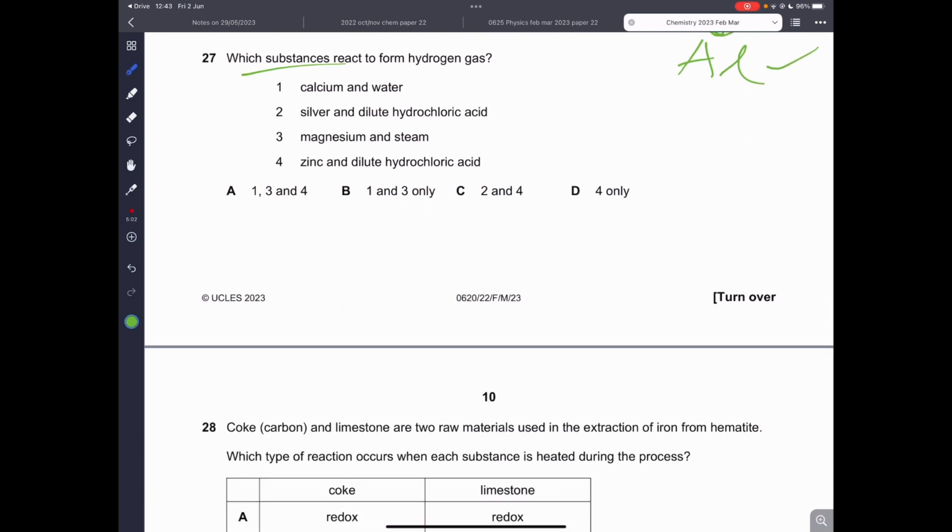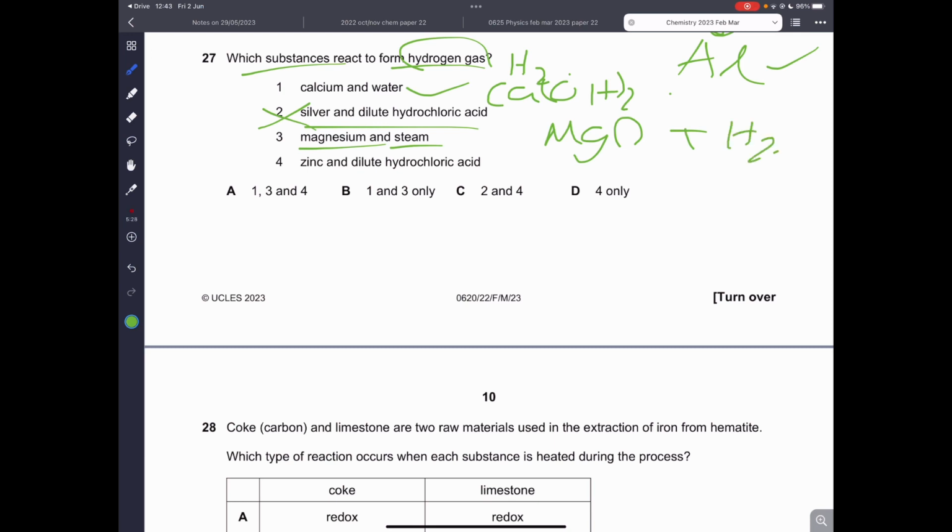Question 27, which substances react to form hydrogen gas? Well, calcium and water form hydrogen gas along with calcium hydroxide. And silver and dilute hydrochloric acid will not react because silver is very, very unreactive. And magnesium and steam will give you a product of magnesium oxide and hydrogen gas. So it will also produce hydrogen gas.